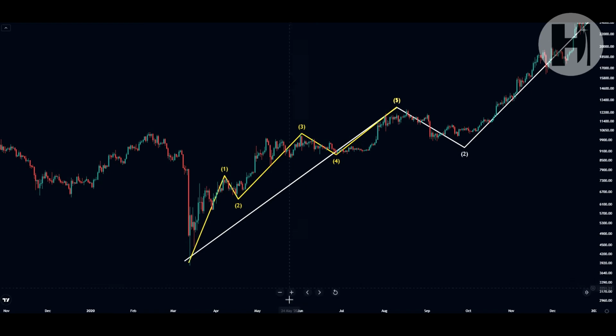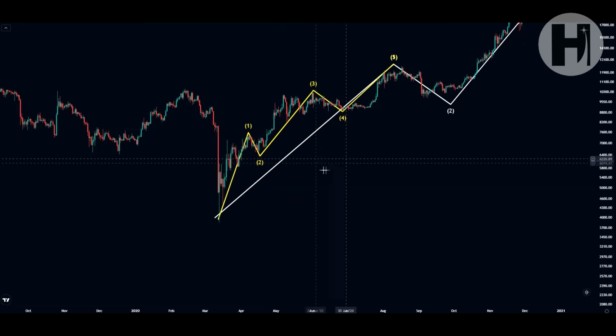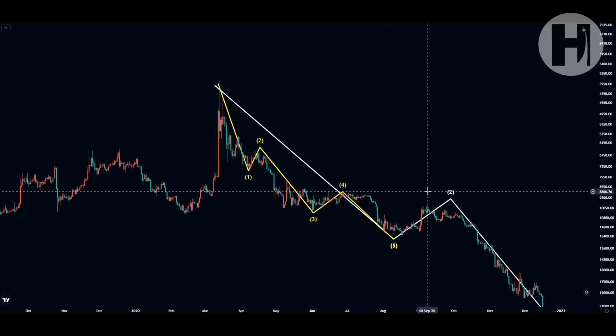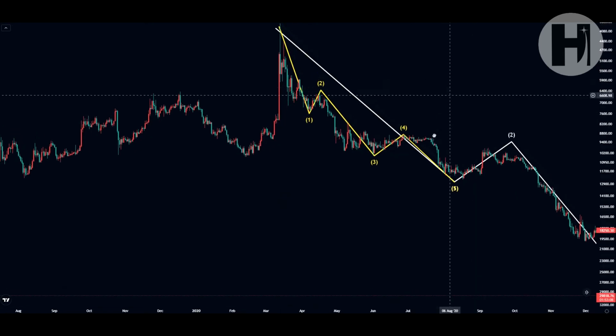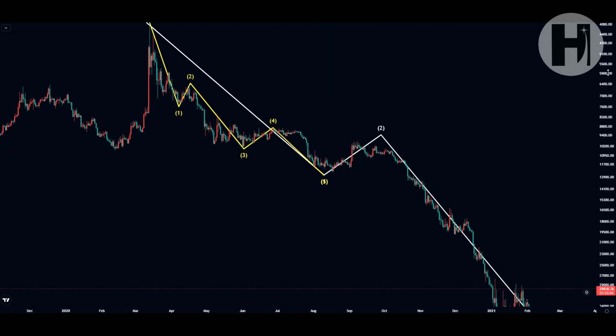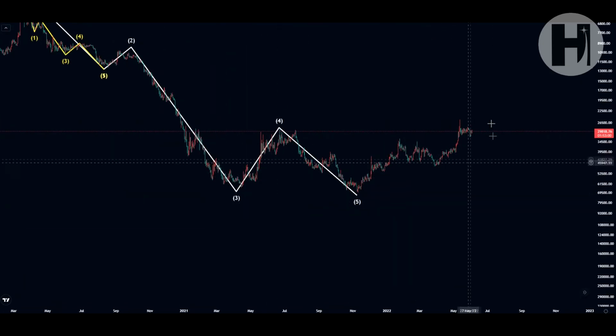Now, bear in mind, this does work the exact same way to the downside. If I flip the chart here for a second, if I click Control I, as you can see, this is the exact same way you would have it in a downtrend, right? So this is how your chart would look like in a downtrend, okay?